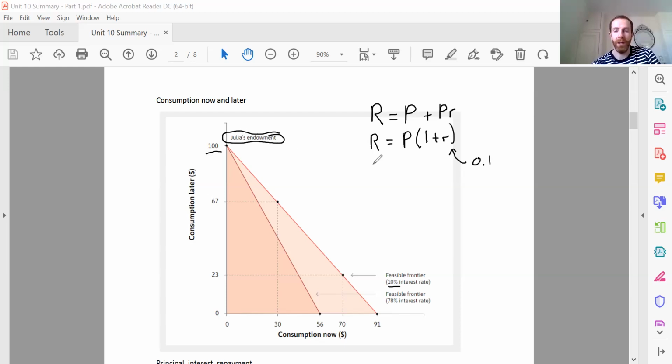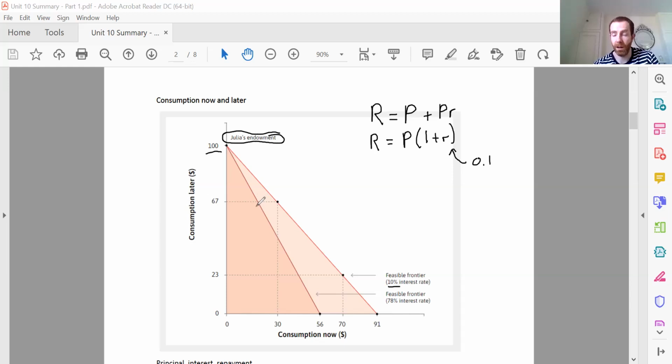So let's take an extreme example, right? What if Julia decided that she actually wanted to consume as much as possible right now? What value would that come to? It says down here, based on the graph, 91. Well, where does that come from? So let's do a little bit of math to show where this number has come from.